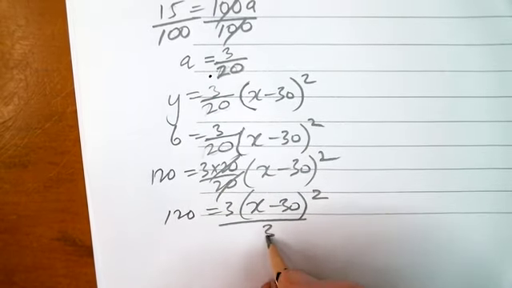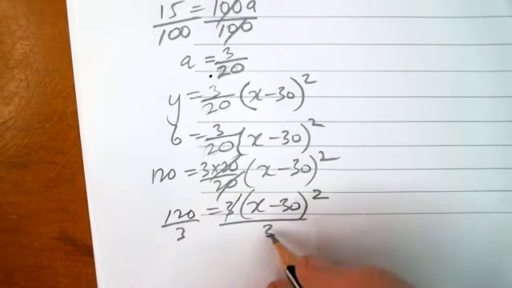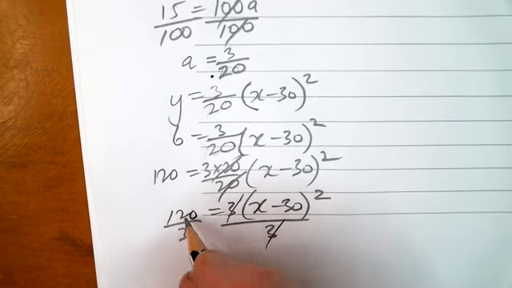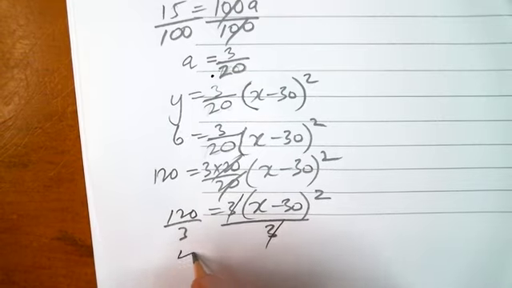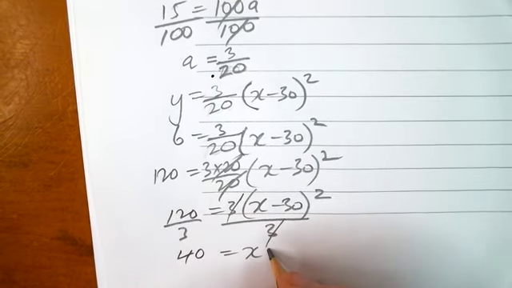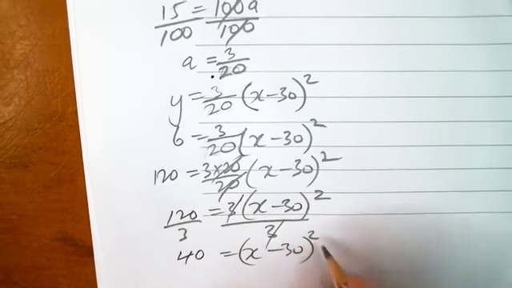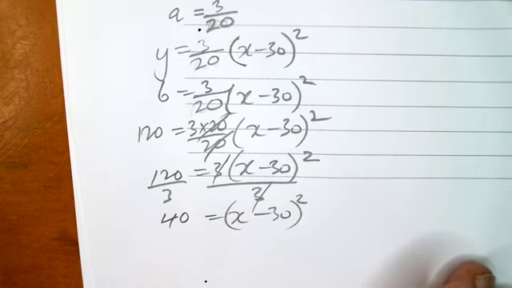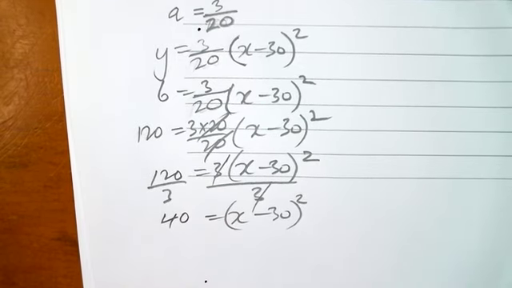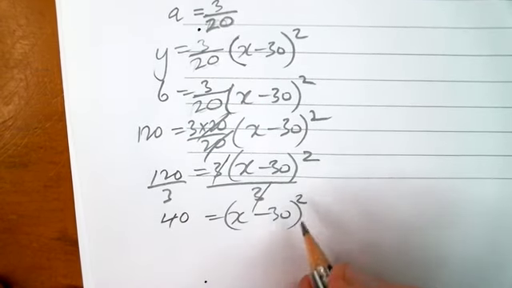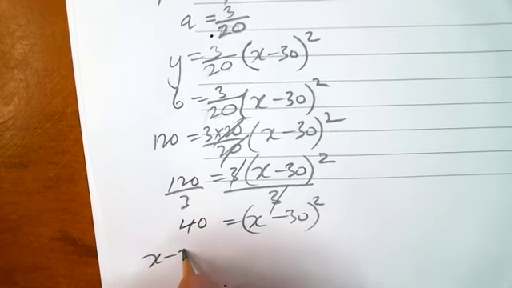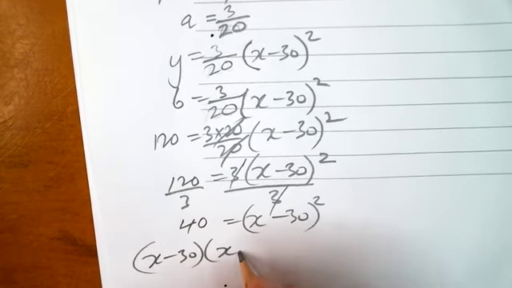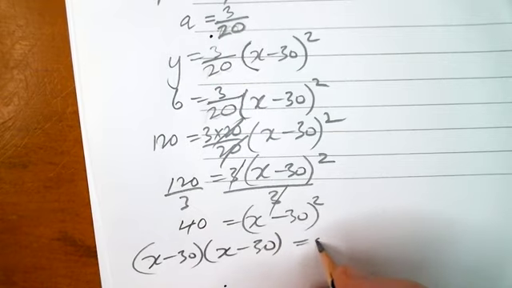I'm going to divide everything by 3 as well. I don't want that here either. Right, 3 goes into 120, that's going to get me a 40. 40 is equal to (x minus 30) all squared. All right, so let's turn this into a quadratic and solve, making it equal to 0. So I'm going to have (x minus 30)(x minus 30) equals 40.